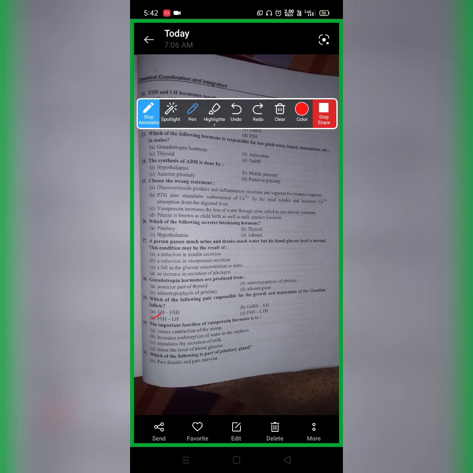Coming to question number 30, the important function of the vasopressin hormone is to cause vigorous contraction of the uterus. Can you guys comment which hormone causes the vigorous contraction of the uterus? It increases the reabsorption of water from the nephron, so this will be the correct option. It stimulates the secretion of milk. The secretion of milk is done by a hormone from the anterior pituitary. If you guys know the answer, just comment it in the comment section. Lowering the level of blood glucose is the hypoglycemic hormone.